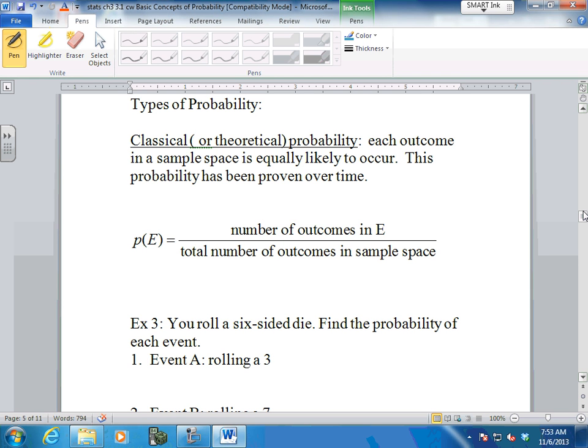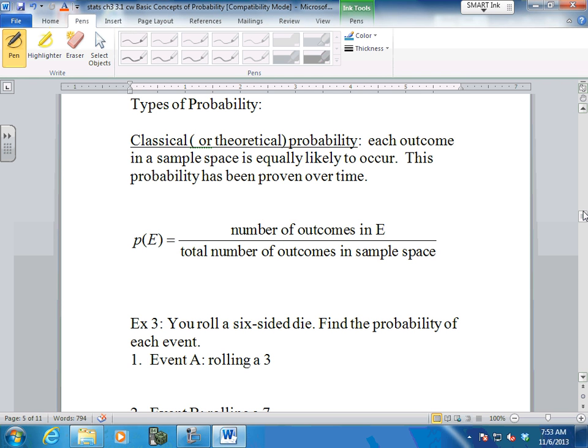It has been proven over and over that every time you flip a fair coin, the probability of heads is 1/2. Okay? That's theoretical. Empirical says if I flip this coin 10 times and I get 6 heads and 4 tails, it didn't come out to be 1/2, 1/2. That's my empirical, my experimental, the one that you perform.